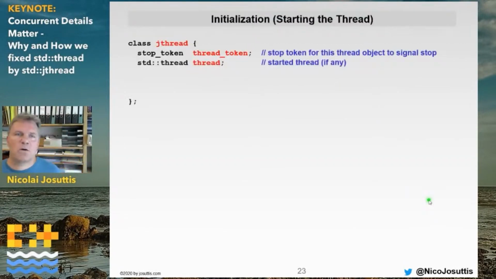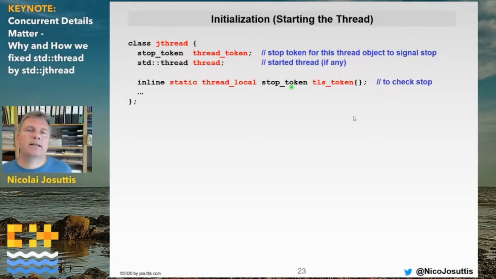Here's a sketch of how we implement that. It's pretty easy. jthread has two things inside now, a token and a thread. And we also introduced that each thread we start has a TLS token where the thread can check itself whether it should stop running. So this is an inline static thread local object stop token. So that's a type. These are three qualifiers.